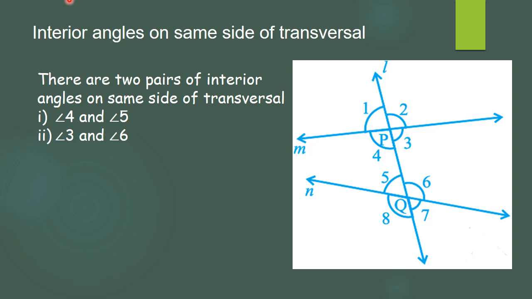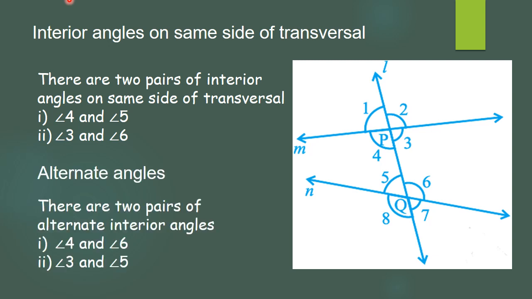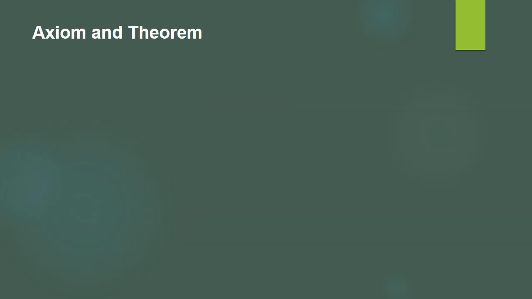The next are alternate angles. In the alternate angles there are always two pairs. Alternate interior angles are inside and always on opposite sides of the transversal. One pair is angle 4 and angle 6, another is angle 3 and angle 5. So they are called interior alternate angles.